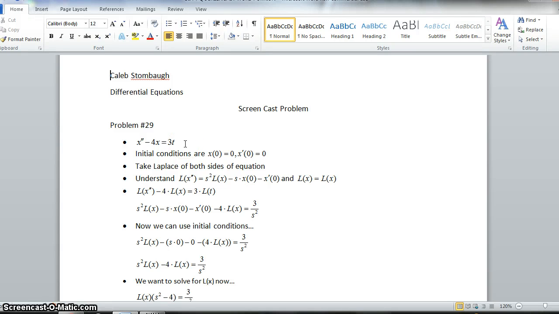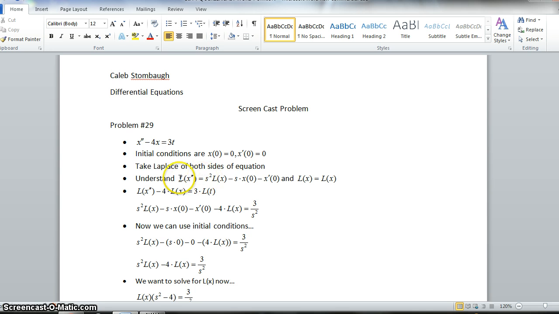Alright, I'm Caleb Stombaugh, and I'm doing a differential equation problem with Laplace transforms. First, we are given the problem x double prime minus 4x equals 3t, and our initial conditions are that x of 0 equals 0 and x prime of 0 is also equal to 0. And to start off the problem, we need to take the Laplace of both sides.